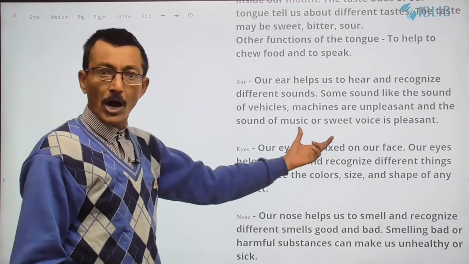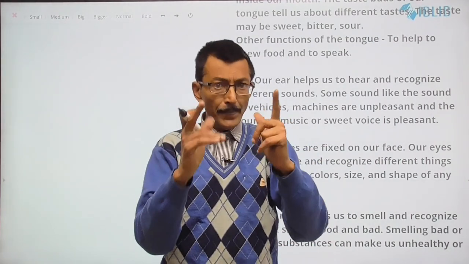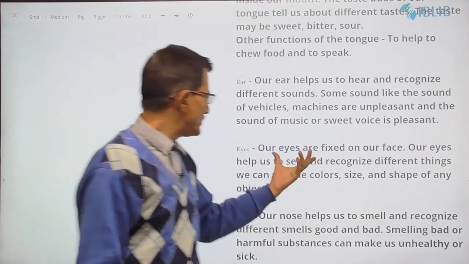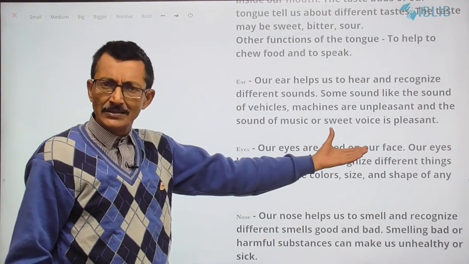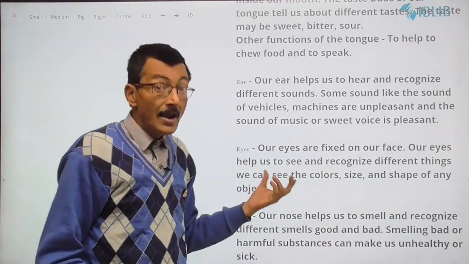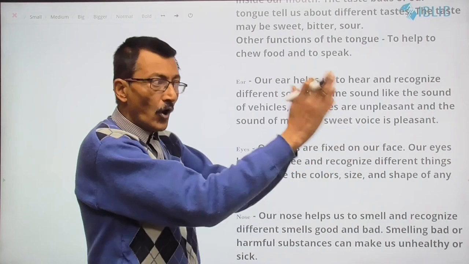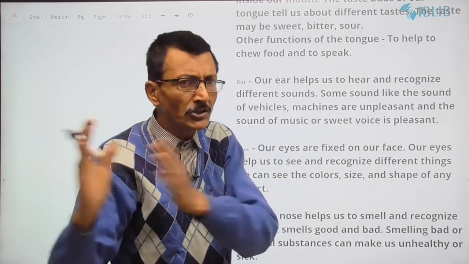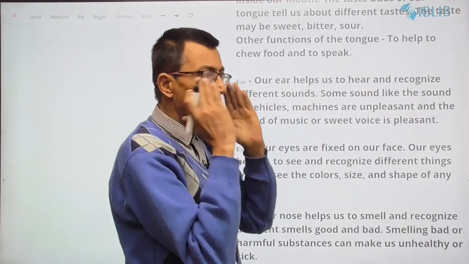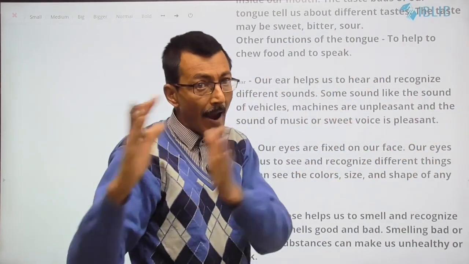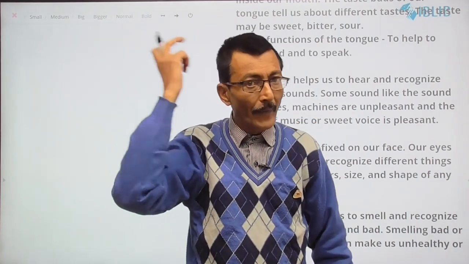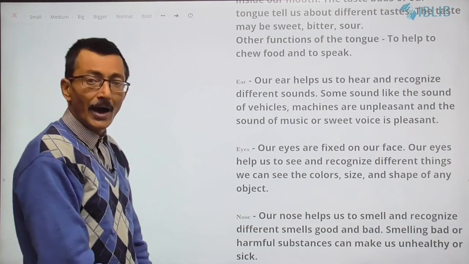Eyes. No doubt, our eyes are fixed in one place, but they can see all around the world. We see the beautiful things. We see the bad things with our eyes. And our eyes tell us what to see and what not to see. Our eyes always tell us to see good things. Our eyes tell us not to see bad things. And all these things are commanded by our brain that I told you earlier.